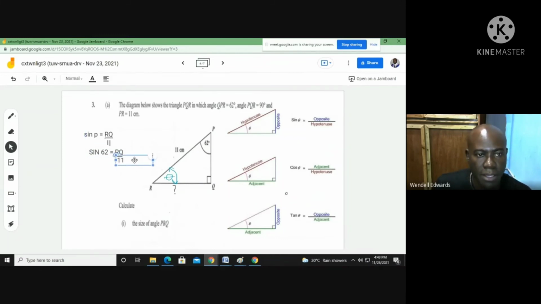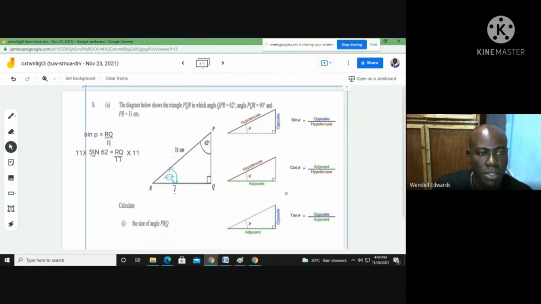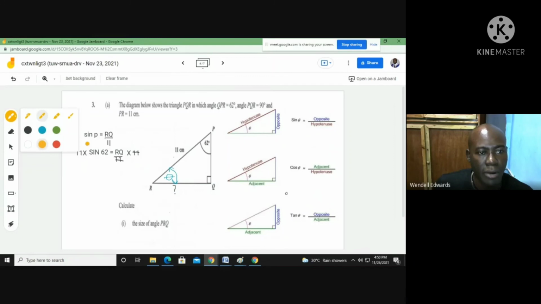All right, so basically what we're dealing with is that in an effort to find RQ, we can multiply both sides by 11. So I could duplicate that, multiplying both sides by 11. As you could see, this would cancel that, and then this is going to provide us with the answer that we're looking for, 11 times the sine of 62 degrees. So we can simply put this on our calculator, and it's going to walk us out with our answer.